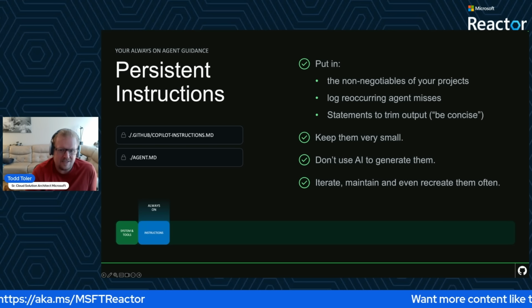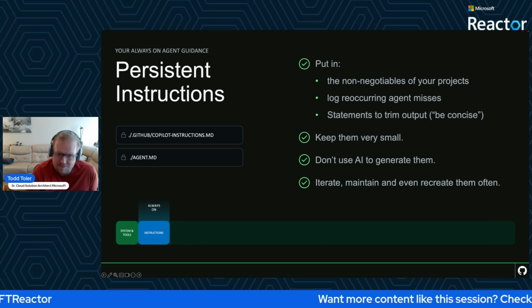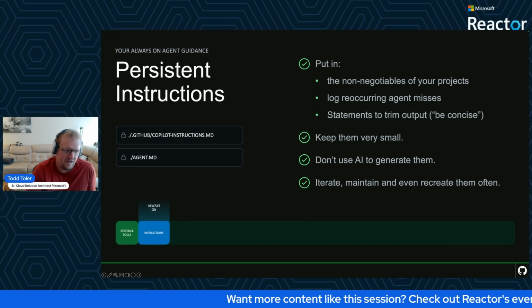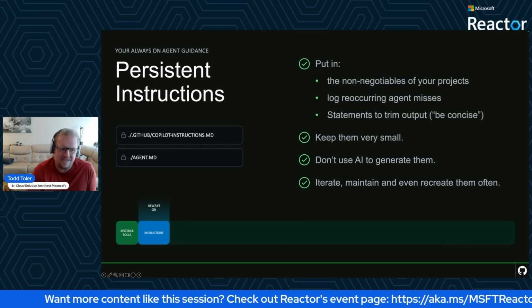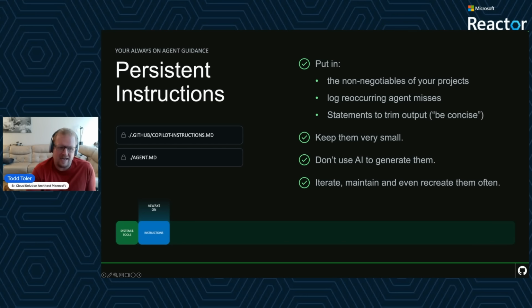So the requirement here is that you want to keep them very small. They must be concise. You don't want to use AI to generate them. Don't put in entire documentation or human-readable guides, because that's not your target audience. Think of it as your human-in-the-loop proactive guidance for every agent. What belongs in them? Your non-negotiables, which are like project guardrails that every agent must follow.